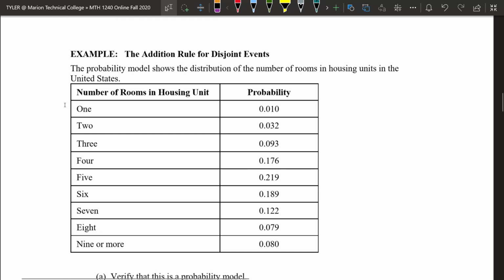All right, so then I have another example, the addition rule for disjoint events. The probability model shows the distribution of the number of rooms in housing units in the United States. We have the options 1, 2, 3, all the way to 9 or more, and we're seeing the probability for each of those. So part A is that we want to verify that this is a probability model, right?